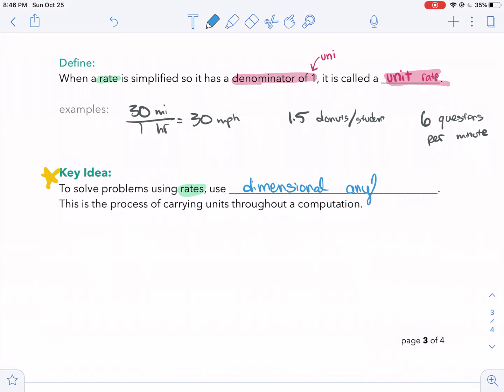We do this in chemistry a lot too. It's called stoichiometry. And I spelled that wrong, didn't I? Dimensional analysis. Okay. Ready? Here we go.